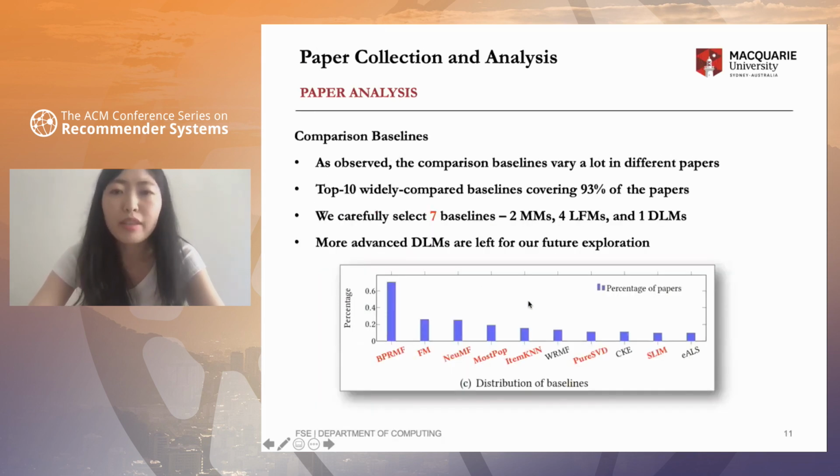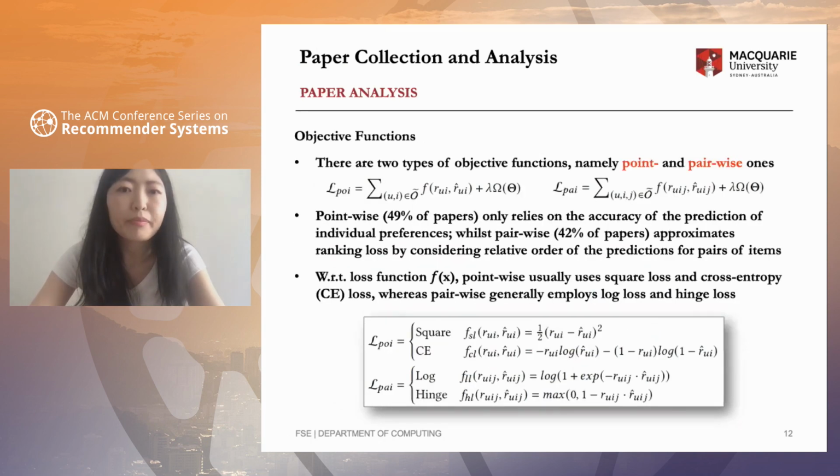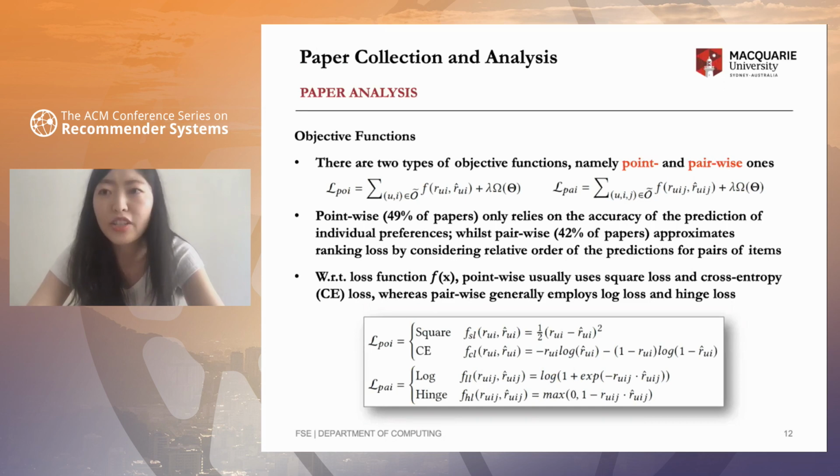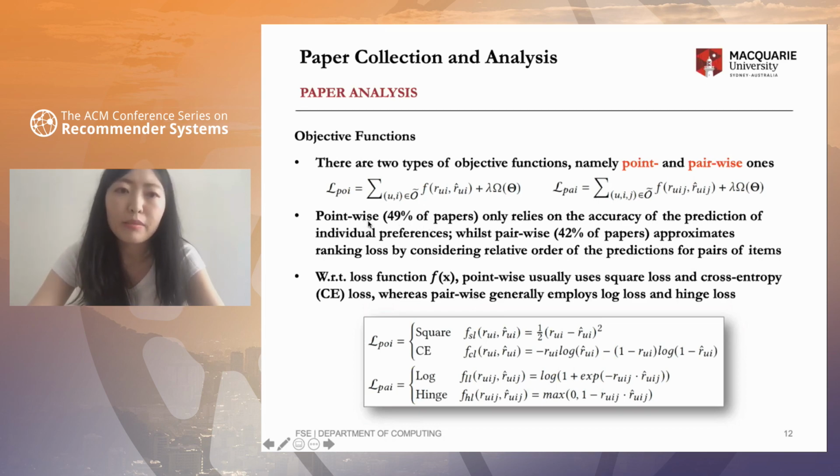And the comparison baselines vary a lot in different papers. The figure here shows the top 10 most widely compared baselines. And we carefully select 7 baselines, which cover different types of recommendation algorithms. And there are 2 types of objective functions utilized in those papers, pointwise and pairwise. Around 15% of the papers adopt the pointwise objective functions, while around 14% adopt the pairwise. So in our study, we compared the effectiveness of both pointwise and pairwise with different types of loss functions.